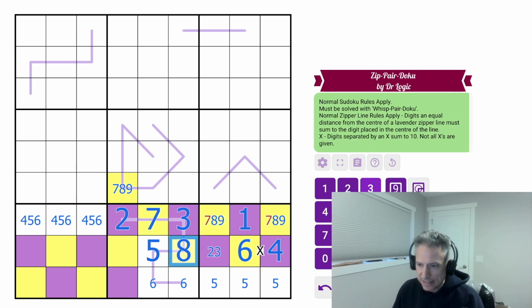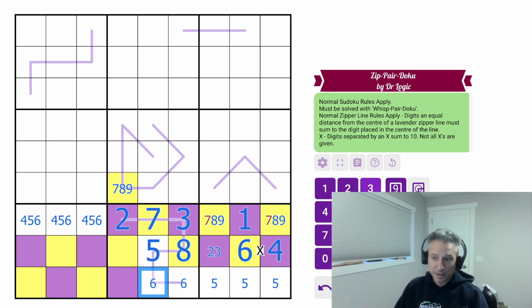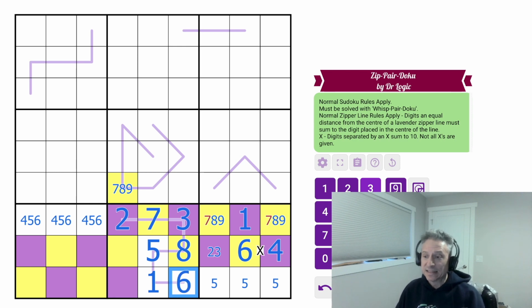And we also know that gives us box 8, cell 8 is 1. It's 1. And box 8, cell 9 is 6. Yeah. All right.